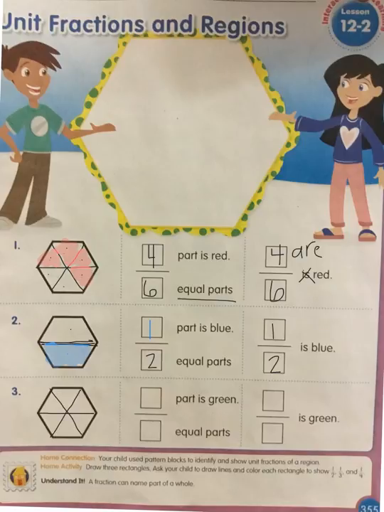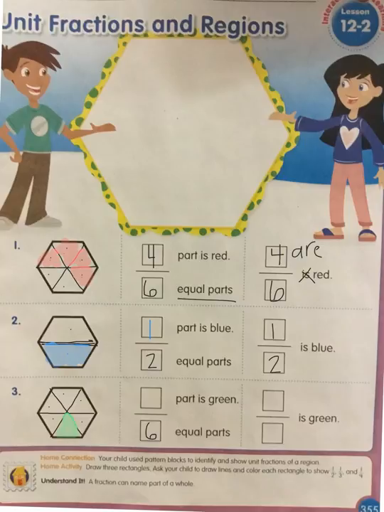How many equal parts are there? Let's count. 1, 2, 3, 4, 5, 6. So that goes on the bottom. The equal parts always goes on the bottom. 6 equal parts. And how many are green? So I'm going to color some. How many of those parts are green? That's right, only 1 part is green.